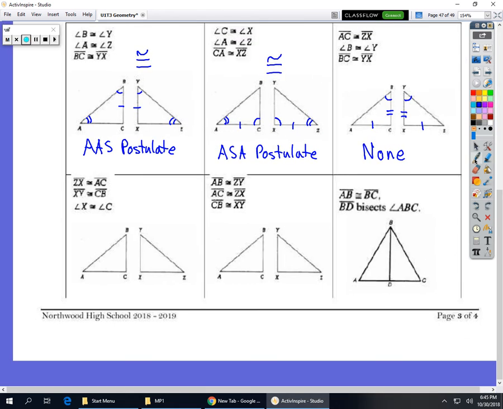Right. Next three, ZX. That's a segment. ZX is congruent to AC. XY is congruent to CB. Angle X is congruent to angle C. I got two sides and an angle, but the angle is between the sides. This is congruent. It's called the, not the angle side angle, oops, side angle side postulate. These are most definitely congruent.